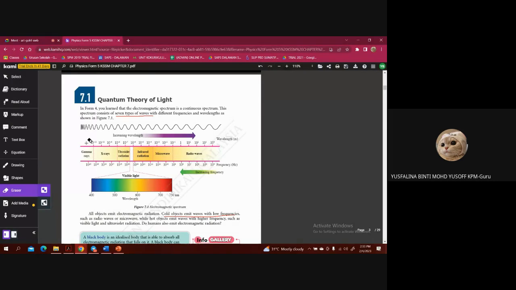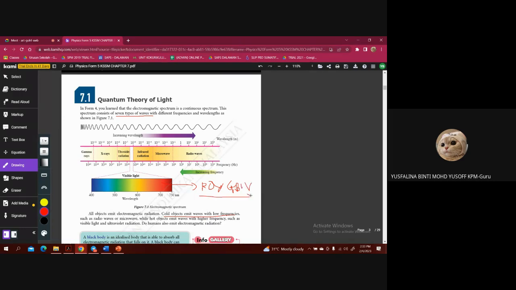The wave chapter says that the electromagnetic spectrum is a continuous spectrum. Electromagnetic waves are an example of a transverse wave. It has gamma rays, X-rays, ultraviolet radiation, and then visible light. This visible light is the colors of the rainbow, ROYGBIV, if you still remember.